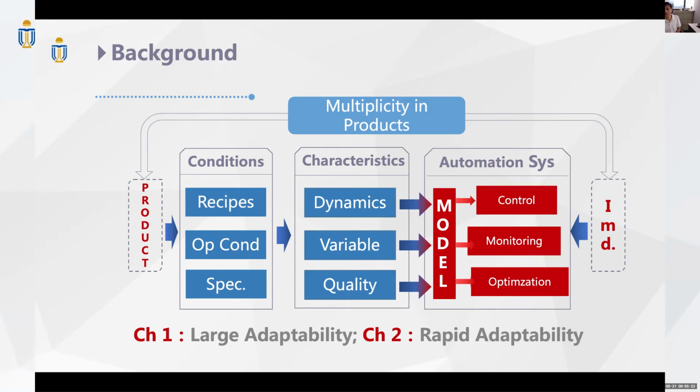When the product changes, you cannot wait a year and a half before you produce the next product. You need to immediately start to produce a new product. So therefore, batch processes face 2 challenges. One is a large dynamic range adaptation requirement. Then another is you need to have this adaptation done very quickly, rapid adaptation.